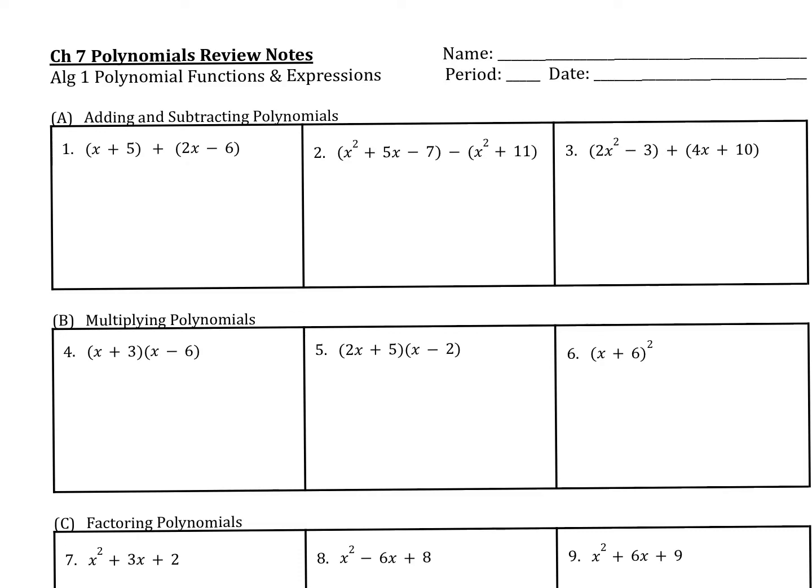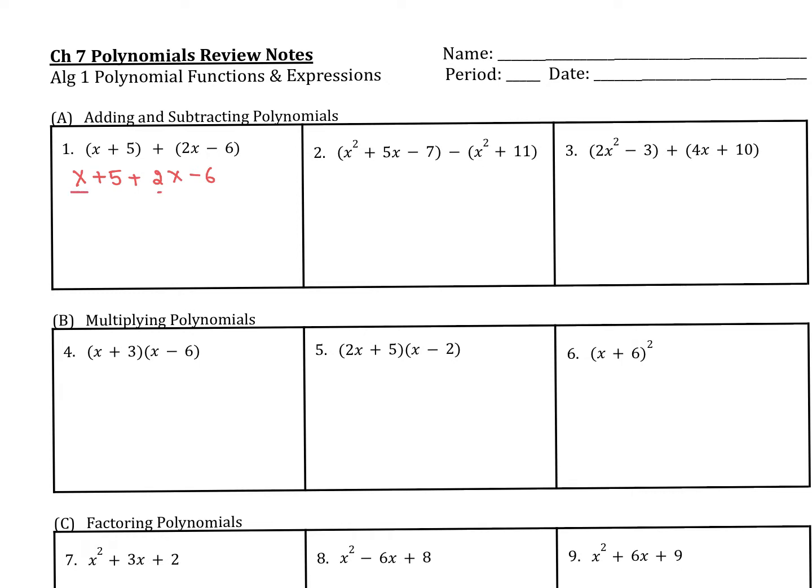Chapter 7, Polynomial Review for Notes. Adding and subtracting polynomials are just a simple add or subtract of the like terms. If they're added, it means you can just add the like terms. There is no other thing.